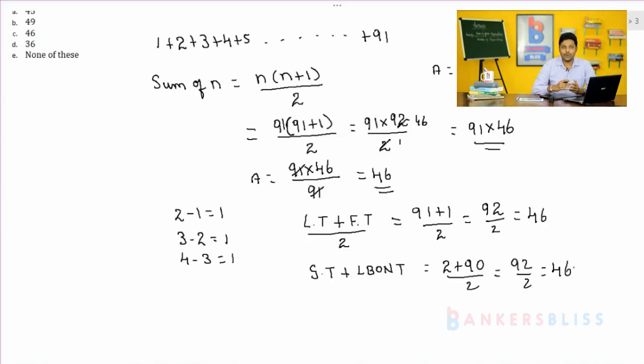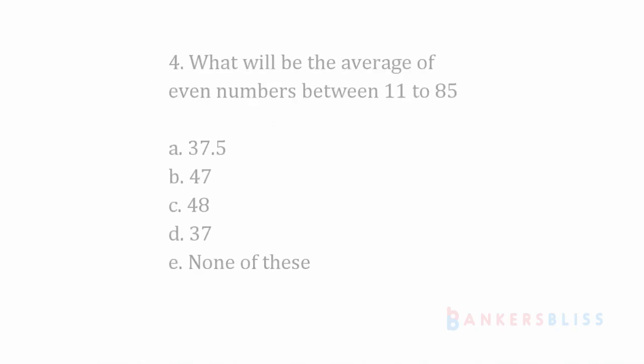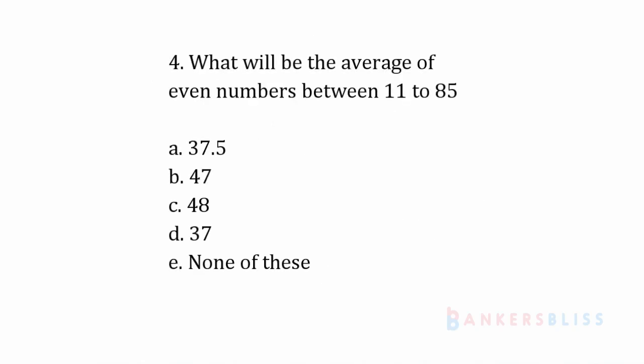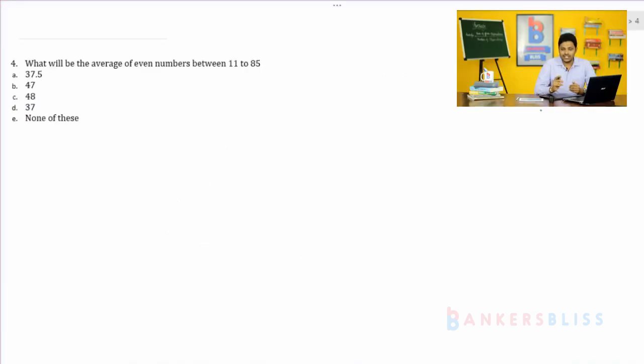Let us go for the next problem. What will be the average of even numbers between 11 to 85? We have to calculate the average of only the even numbers which exist between 11 and 85. So between 11 and 85 we have to consider the even numbers. The first even number between 11 and 85 is 12, and the last even number between 11 to 85 is 84.